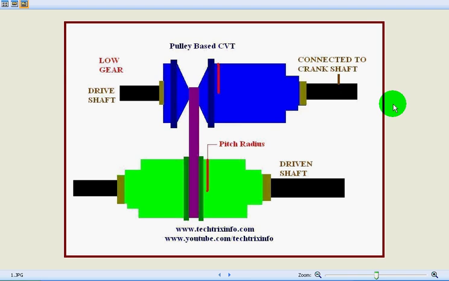Hi, good morning. Today we will be learning about the working of a pulley-based continuously variable transmission system, CVT. This is an automatic transmission system. As you all know, the purpose of the transmission is to change the speed ratio between the engine and the wheels. So we'll be explaining it with the help of an animation. Let's see the animation.